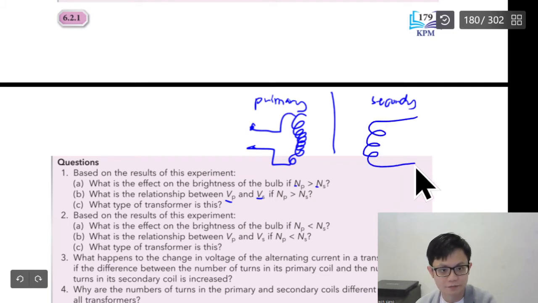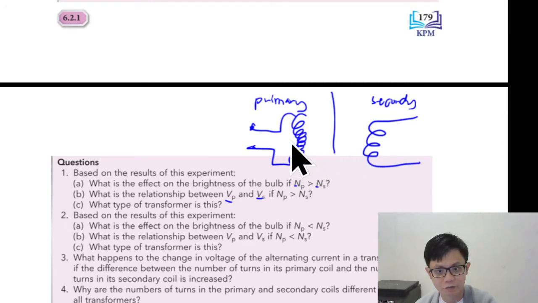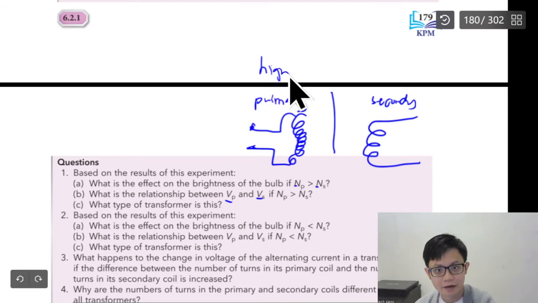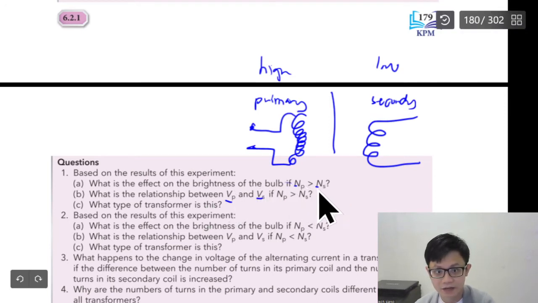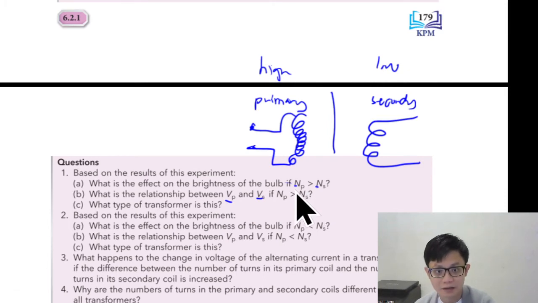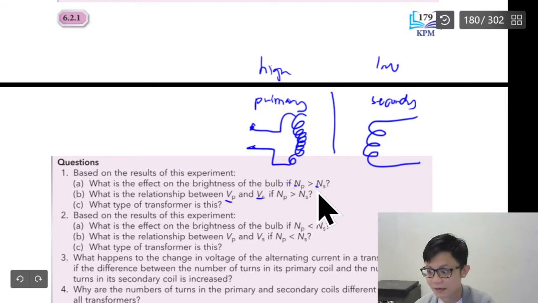For example, from here we can see it goes from high voltage to low, correct or not? Here will be high, here will be low, so the brightness will be lesser for NS. Between the primary and secondary, the primary will be brighter than the secondary.